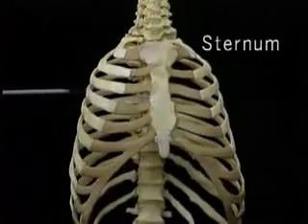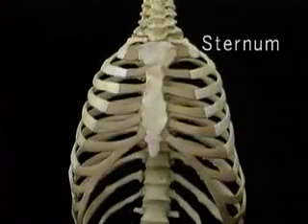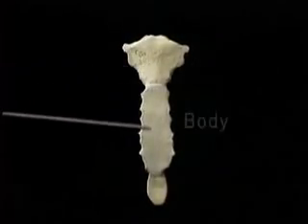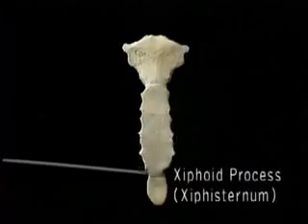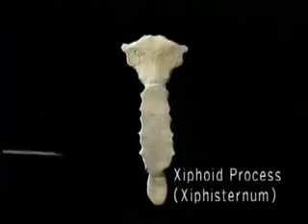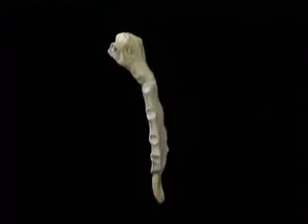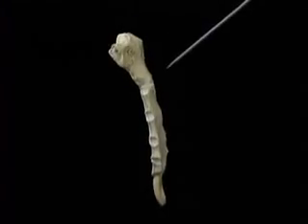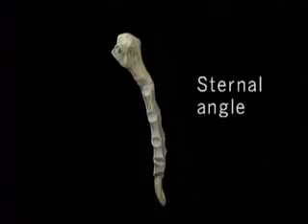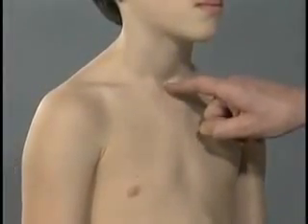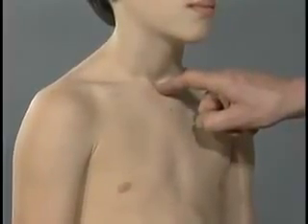The sternum, commonly known as the breastbone, consists of 3 parts: the manubrium, the body, and the xiphoid process, or xiphisternum. The manubrium is attached to the body of the sternum by a cartilaginous joint, at which a little movement is possible. There's a slight angle between the manubrium and the body, the sternal angle, that's easy to palpate, as is the upper border of the manubrium.